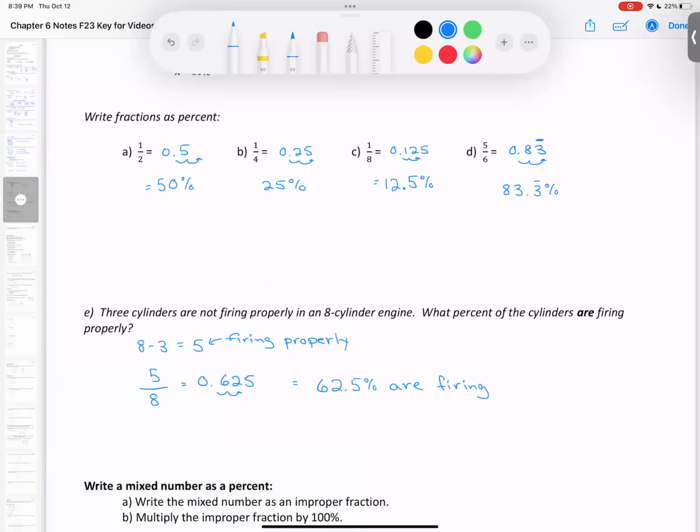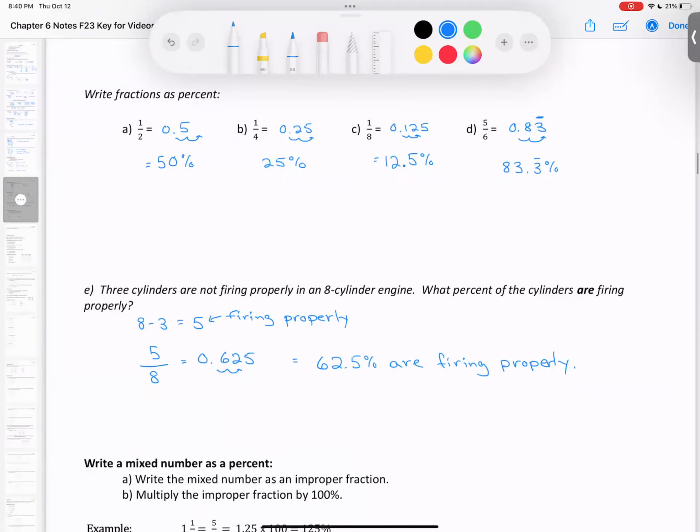And what if they had asked you for the percent that are not firing properly? Well, you could do 3 divided by 8 and do the same thing I just did here. Or if you already know the answer here, we know 62.5% are firing properly. There's 100% in all. So that means we're going to have 100 minus 62.5. So your answer in that case would be 37.5% are not firing properly.